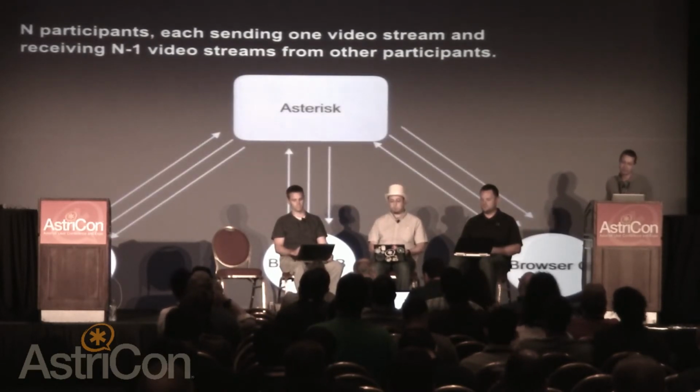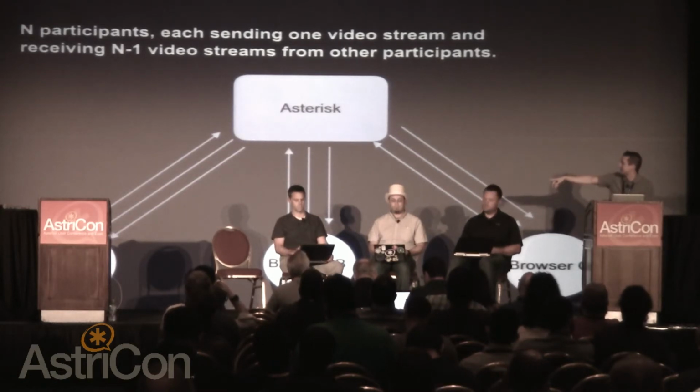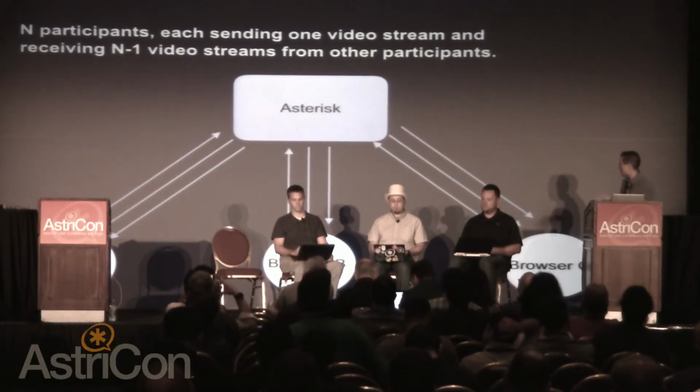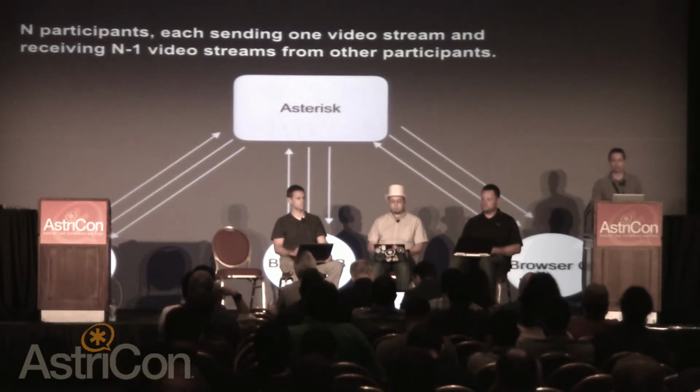I have a little picture here of how that works. You can see Asterisk in the middle. You might have a few browsers. If you can see around the podium, there's 3 browsers here. And browser A sends its video to Asterisk, browser B sends its video to Asterisk, and browser C sends its video. And then each browser gets the other 2 streams from the other browsers. So you can see everybody.